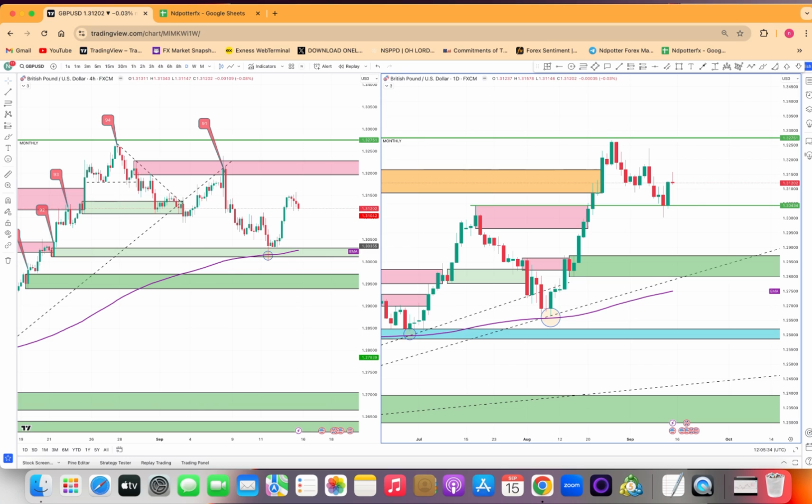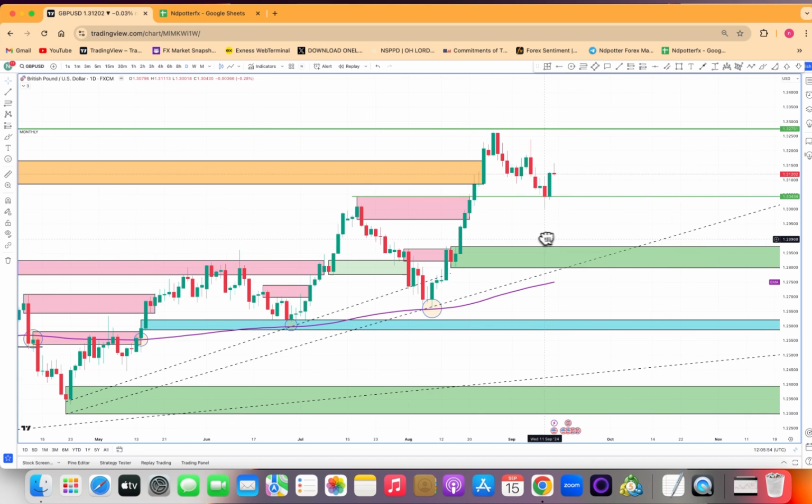I'm going to show you a couple of trades that I've called out in the past, which played out massively. And the first pair that I'm going to use is the GBPUSD, which is one of my favorite pairs to trade. So without wasting much of your time, guys, let's quickly dive into it.